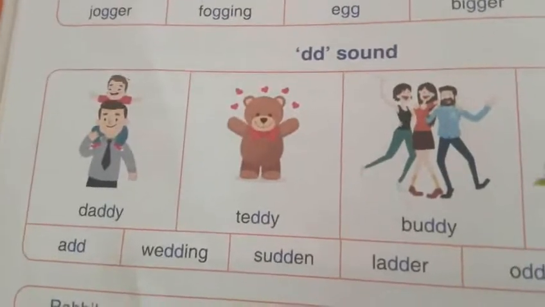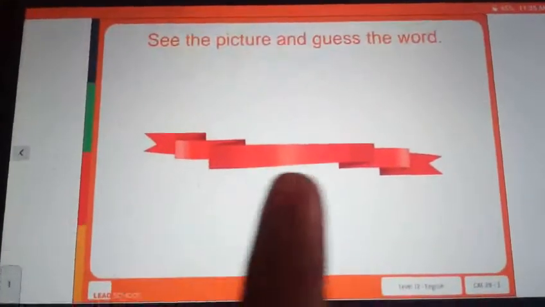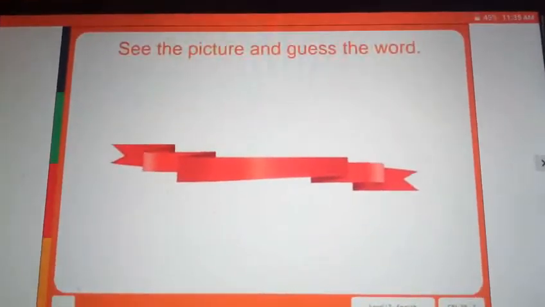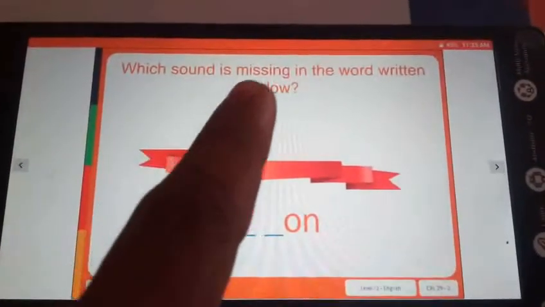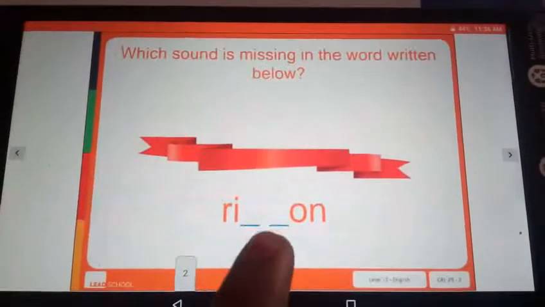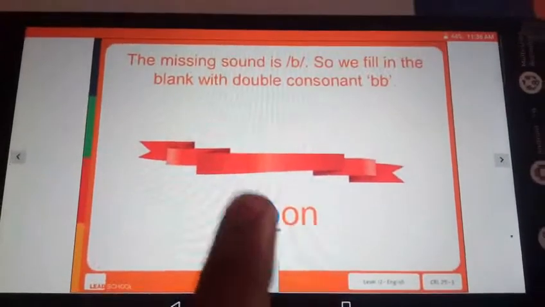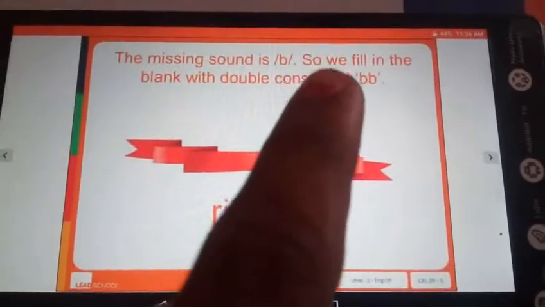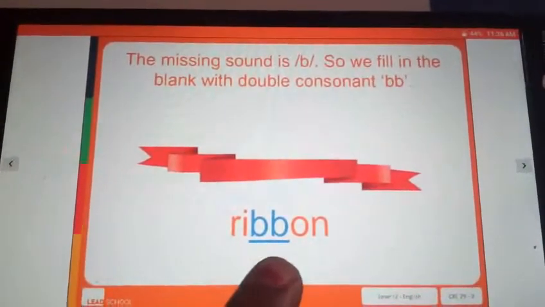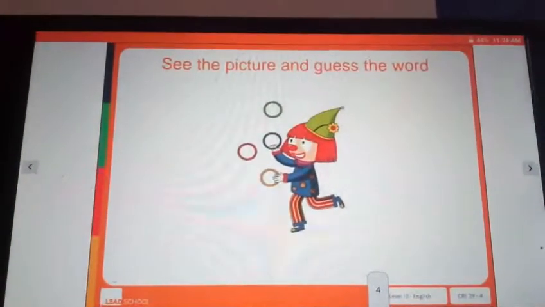First of all, I will show the CRI. You listen carefully. See this, my dear children. See the picture and guess the word. What is this picture? Can you guess that? Yes. Ribbon, right? Which sound is missing in the word written below? Yes, B, B. The missing sound is B. So we will fill in the blank with double consonant B. Ribbon, ribbon, right?